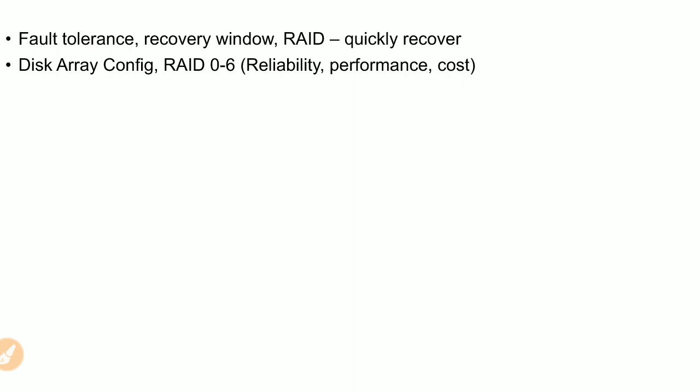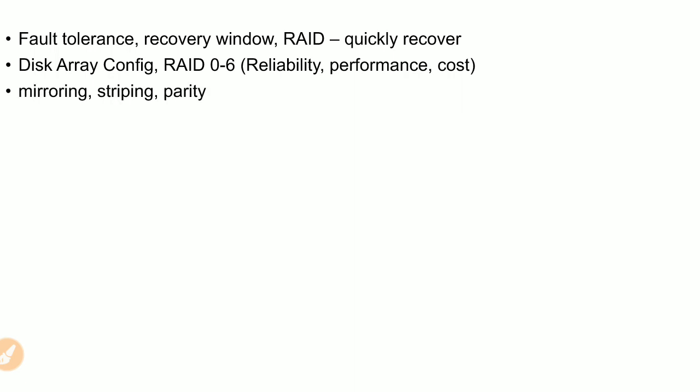The configurations of RAID can vary, and each configuration of drives in the array is known as a RAID level. So there are around 0 to 6 RAID levels, or RAID configurations of drives in the array, and each RAID level varies in reliability, performance and cost.